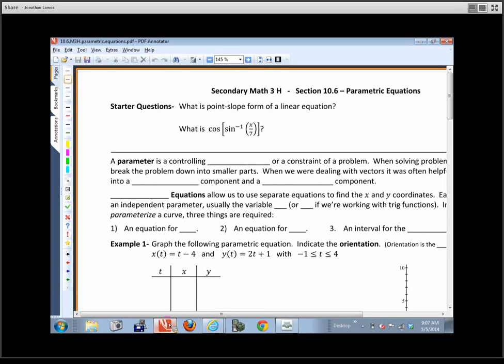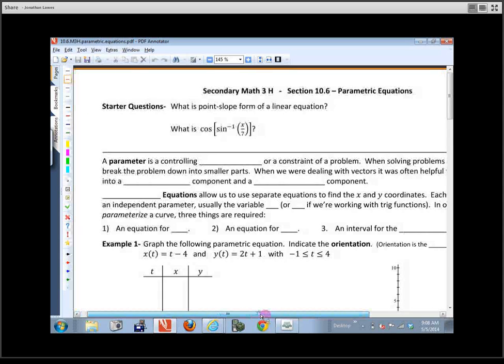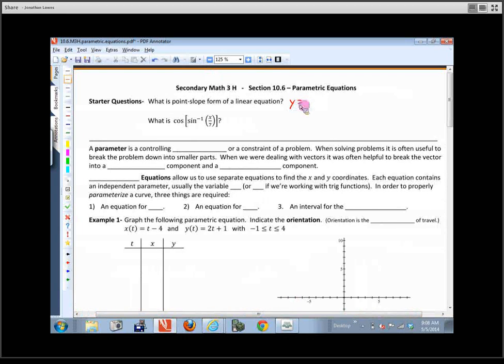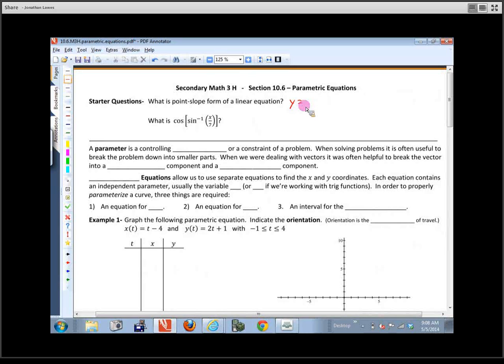That's always nice. Okay, so I need point-slope form of a linear equation. Can somebody tell me what that is? Point-slope form of a linear equation. Y equals, even right there, that's wrong, okay? It's not y equals, it's y minus y1 equals m times x minus x1. And m, of course, represents the slope, and x1 comma y1 represents the point. That's why we call it point-slope form.